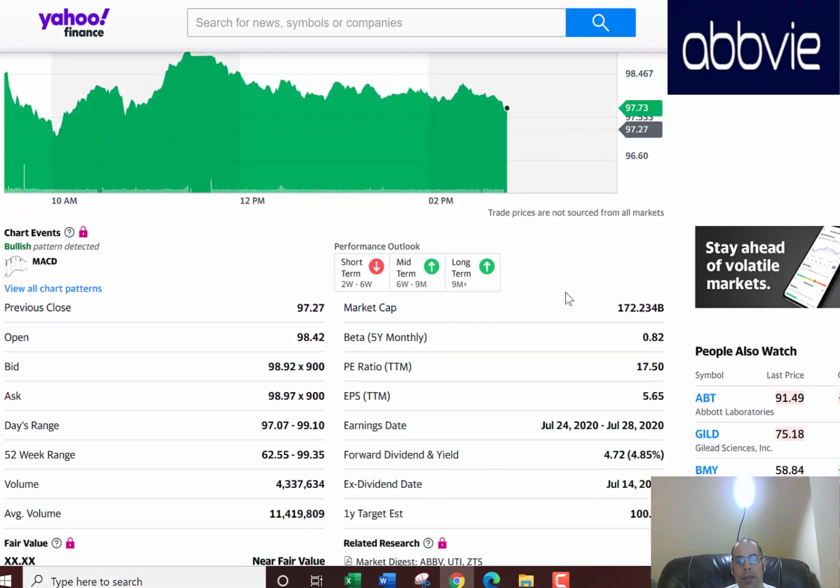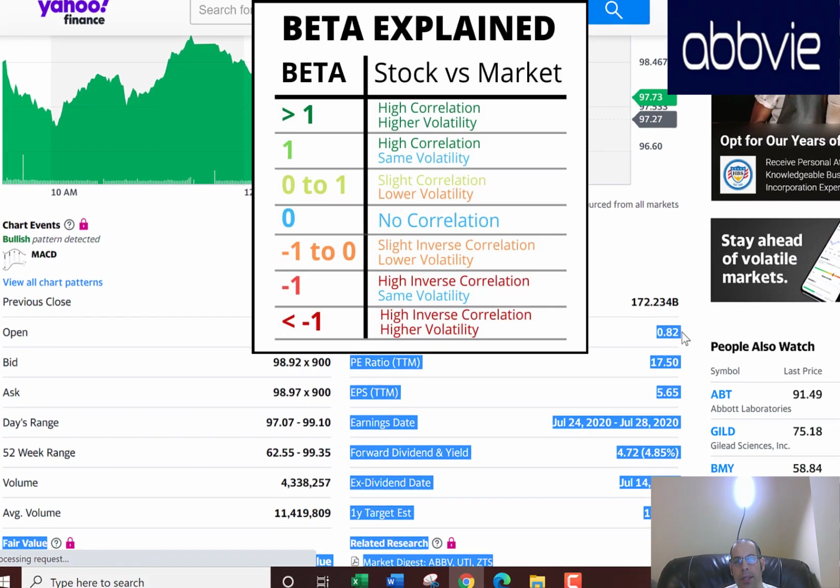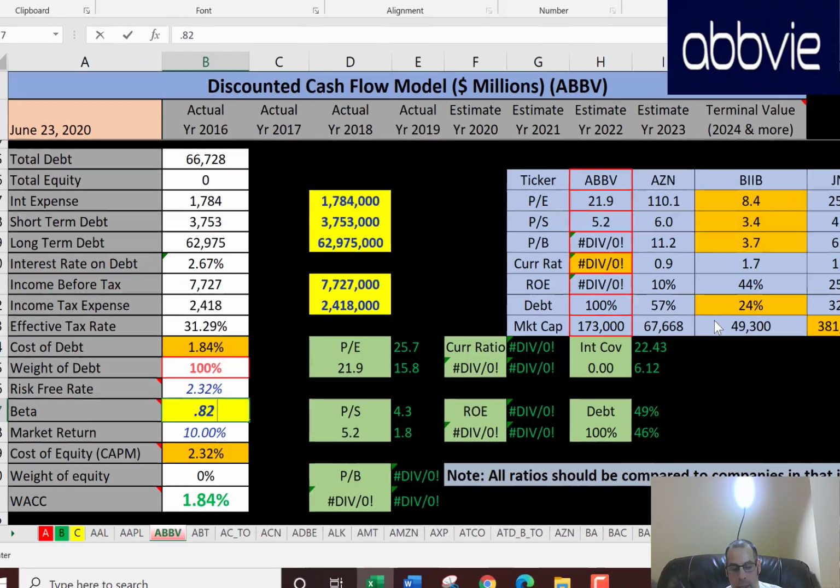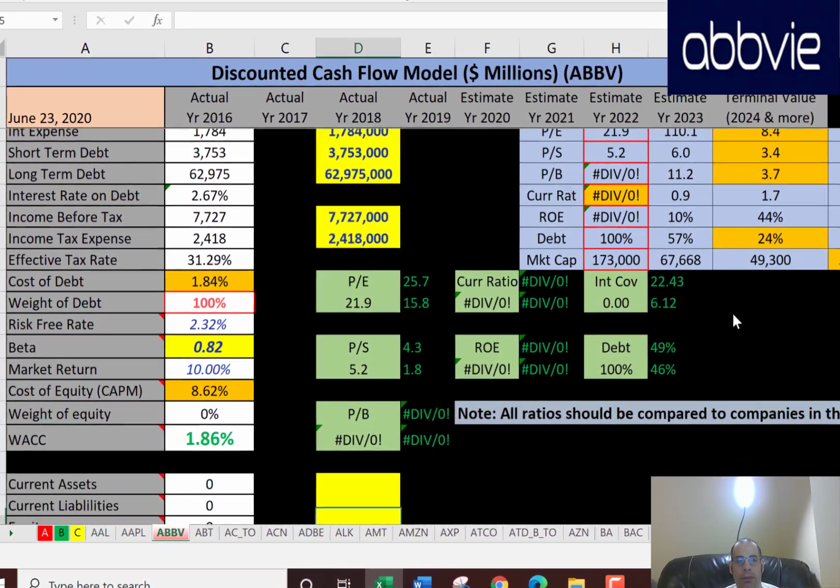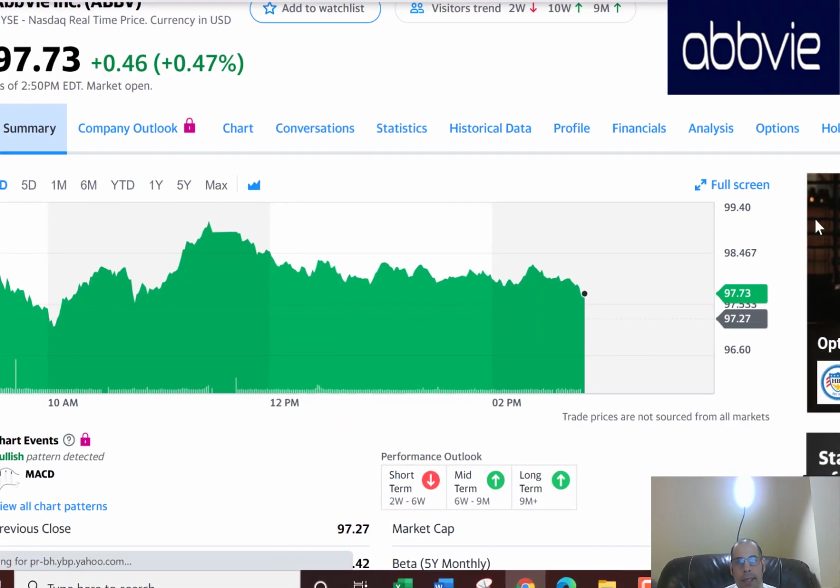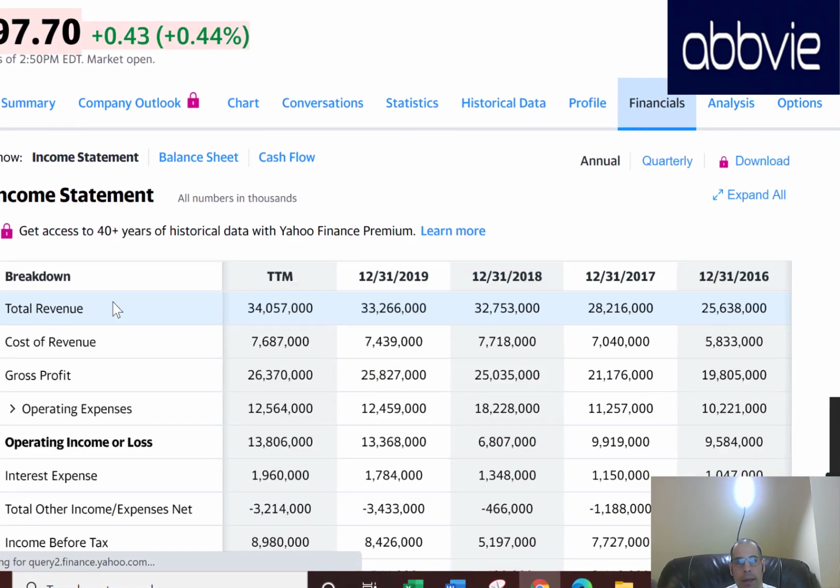Let's figure out the cost of equity. So we need the beta, that's 0.82. That means the stock moves less than the market, which is good. You want a stock that's not too volatile. And let's get their current assets. We'll go back to the balance sheet for that.